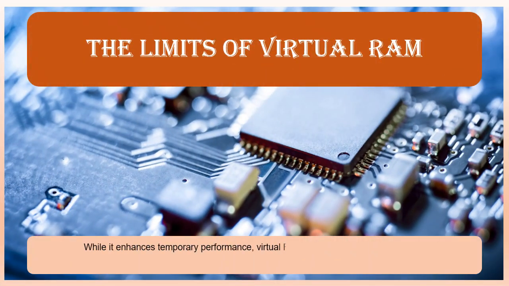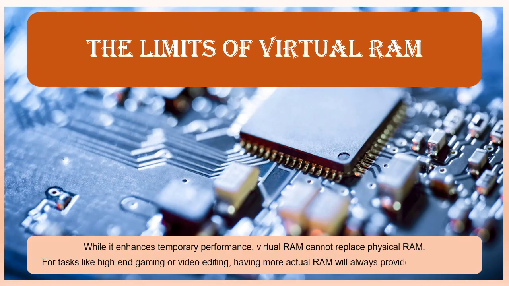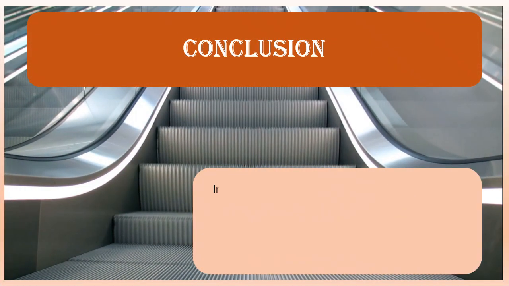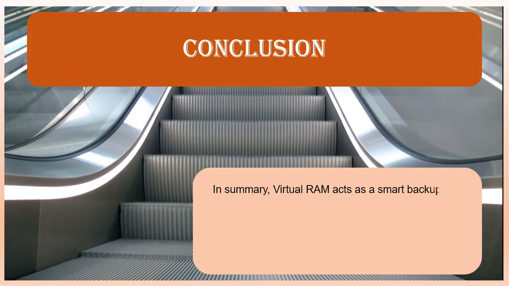Conclusion. In summary, virtual RAM acts as a smart backup that helps your device juggle more tasks by using storage space as temporary memory. It's an invisible but powerful feature ensuring smoother performance, especially when your system runs out of physical RAM.